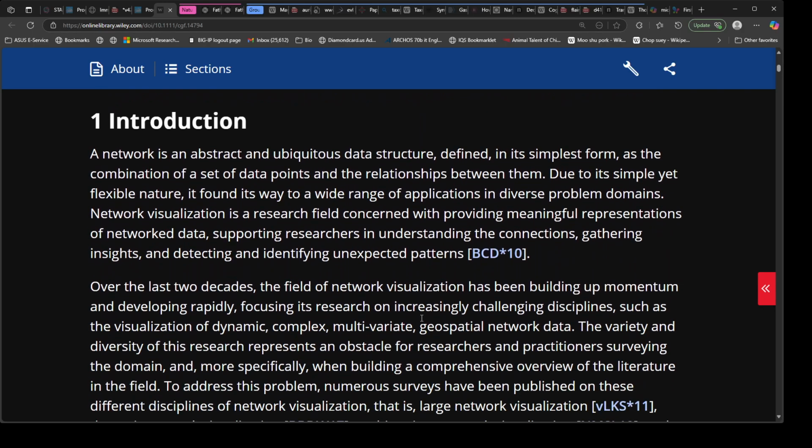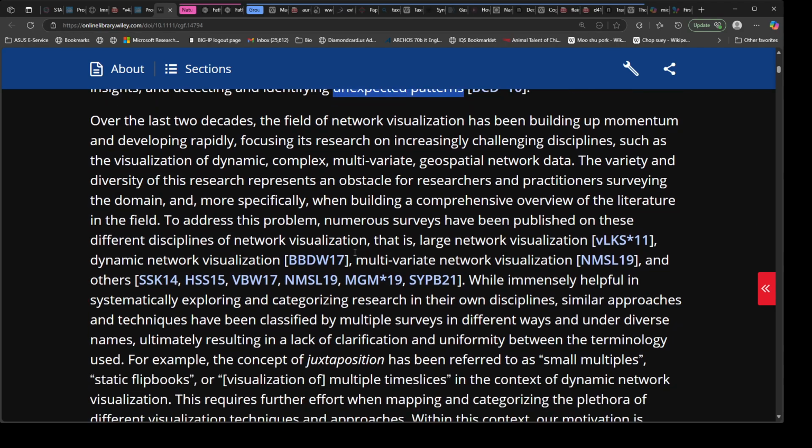1. Introduction. A network is an abstract and ubiquitous data structure, defined, in its simplest form, as the combination of a set of data points and the relationships between them. Due to its simple yet flexible nature, it found its way to a wide range of applications in diverse problem domains. Network visualization is a research field concerned with providing meaningful representations of network data, supporting researchers in understanding the connections, gathering insights, and detecting and identifying unexpected patterns [BCD*10]. Over the last 2 decades, the field of network visualization has been building up momentum and developing rapidly, focusing its research on increasingly challenging disciplines, such as the visualization of dynamic, complex, multivariate, and geospatial network data.